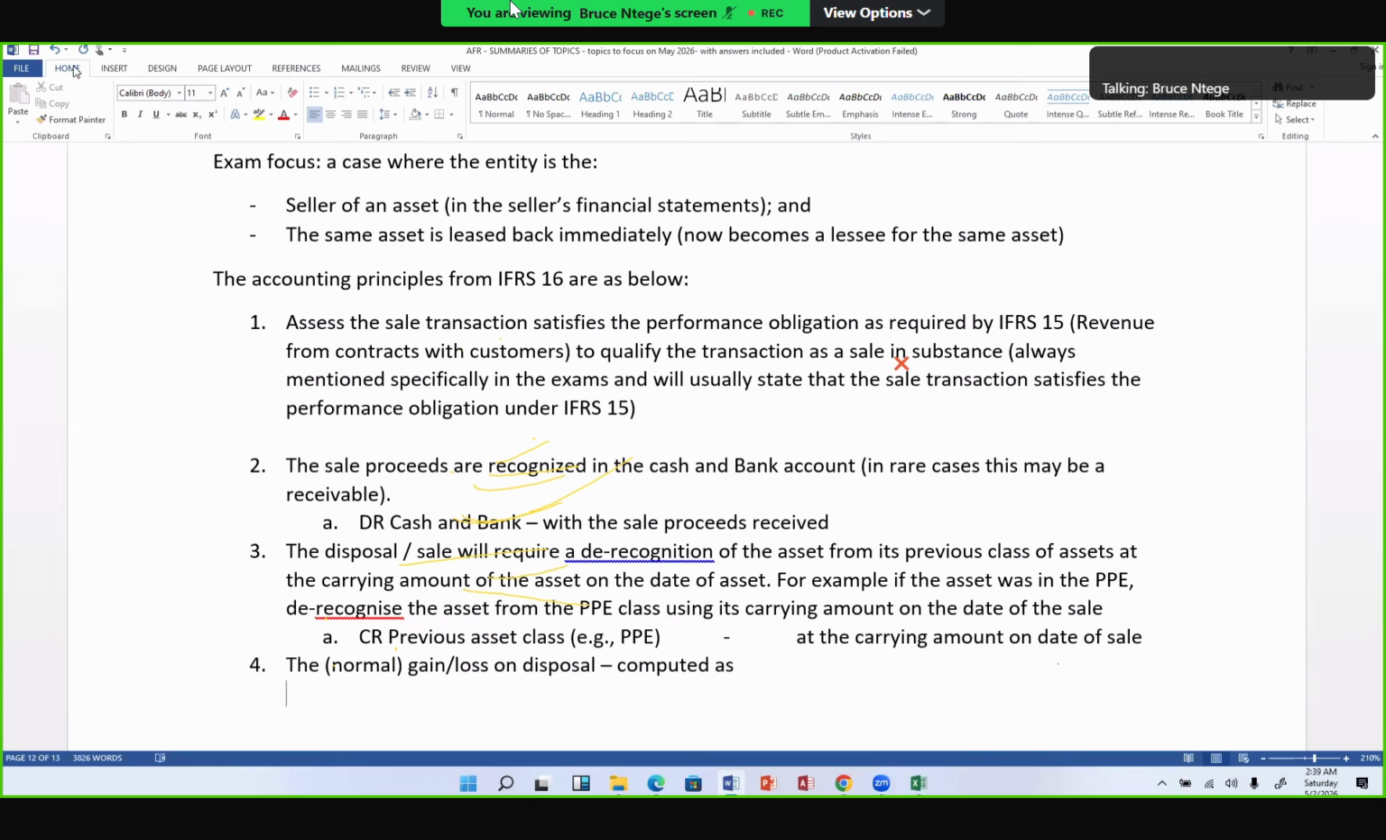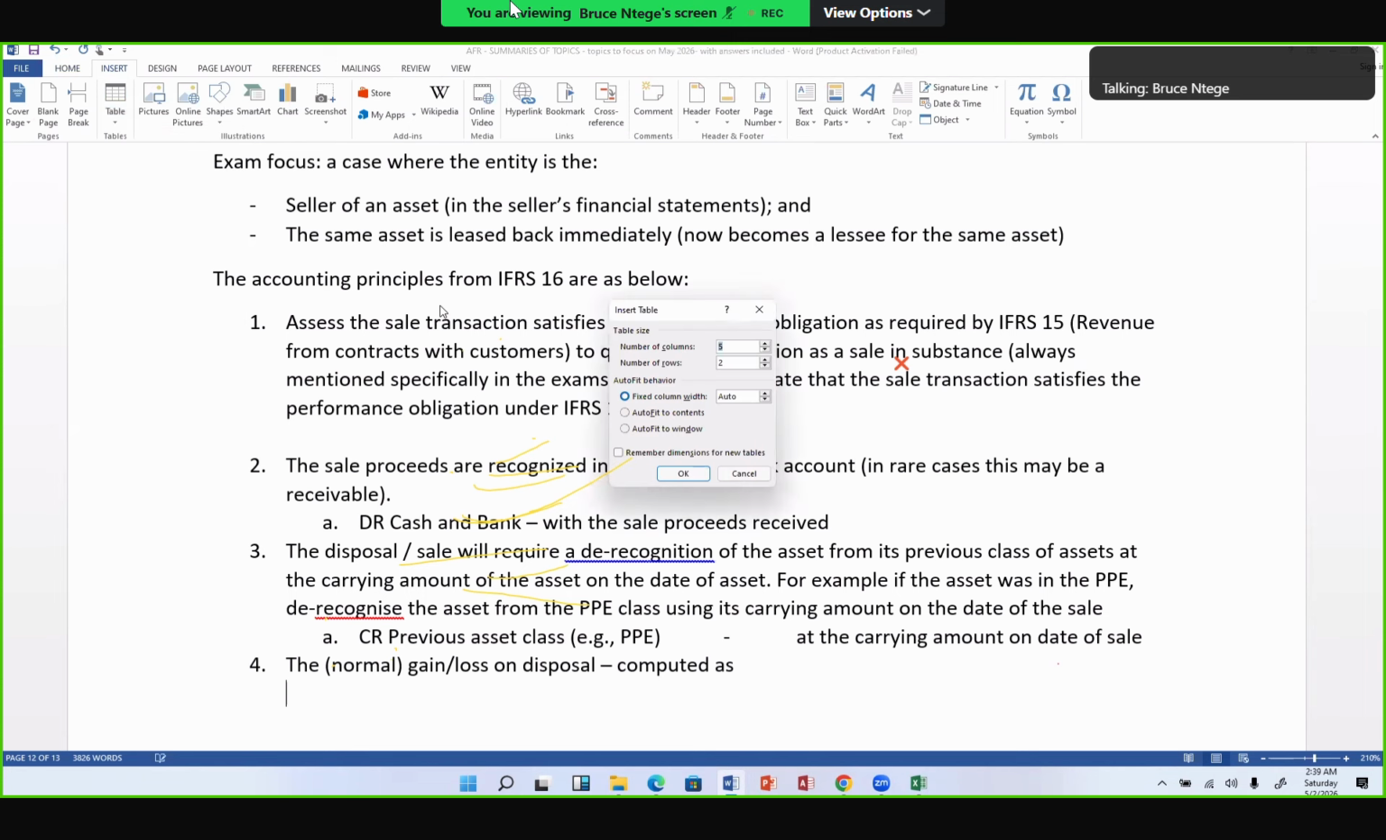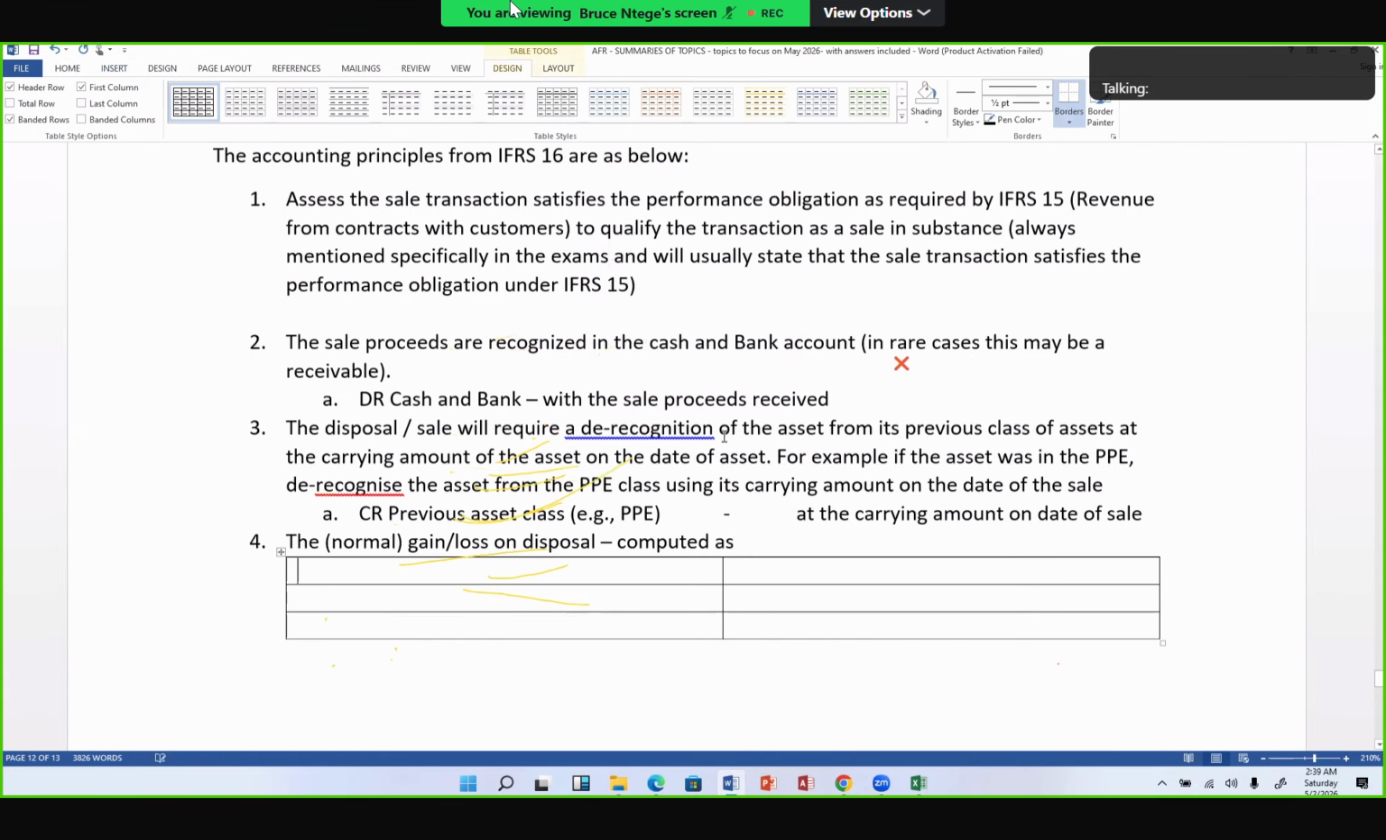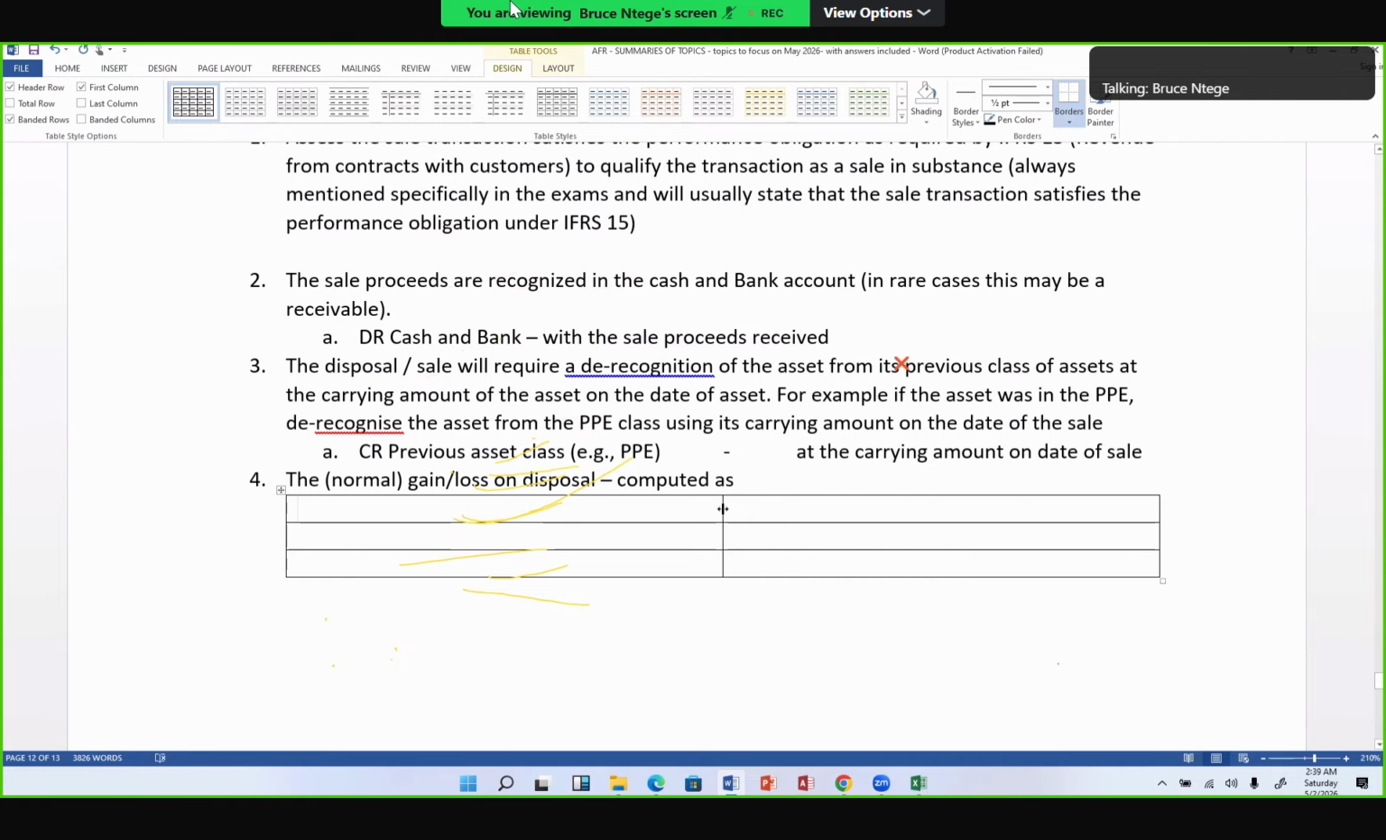So let me insert a table in there so that the student is doing a mathematical calculation, basically using your calculator to get that figure done. Here you're getting the normal gain or loss on disposal by getting the disposal proceeds, and the figure has been given to you. Then you're saying less the carrying amount of the asset on the date of disposal.